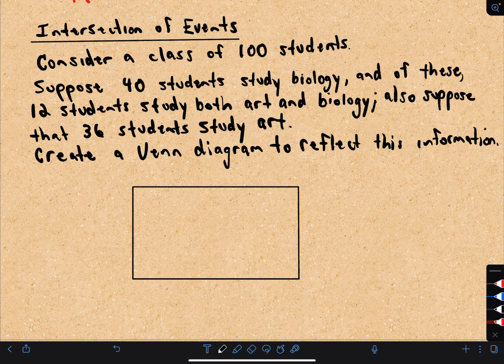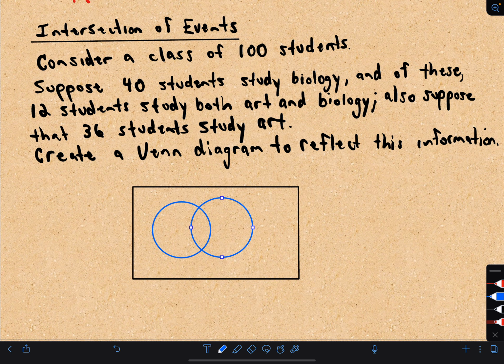So suppose we have a class of 100 students, and suppose of those 100 students, we've got 40 that study biology, and of these, 12 of the students study both art and biology. And suppose that 36 students study art. So we're going to create a Venn diagram to reflect this information. If you've encountered something like this, maybe in a probability course or a finite math course or a discrete math course, what we're going to do, again, is just create a little Venn diagram.